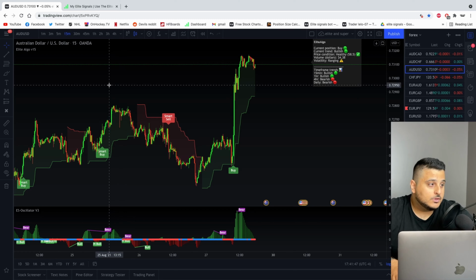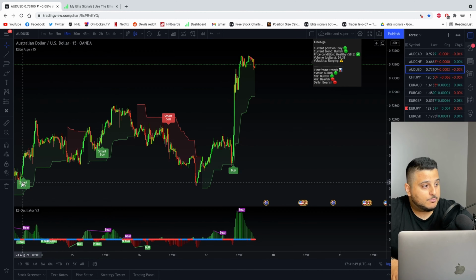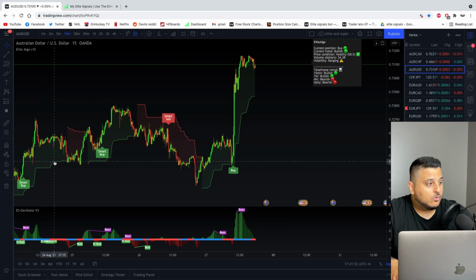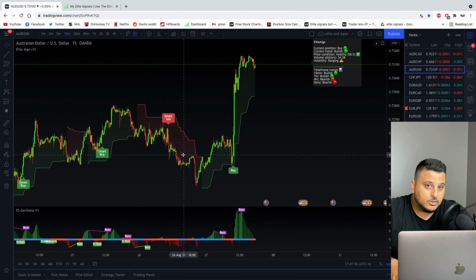There's a couple of rules. The first one is you only want to trade a buy signal if it's in a green trend, and you only want to trade a sell signal if it's in a red trend. Now, the filter that we added on earlier does this automatically for us, so that makes it very, very easy.